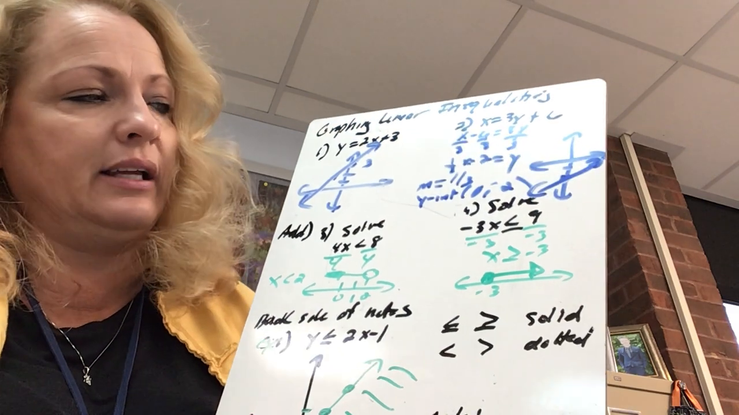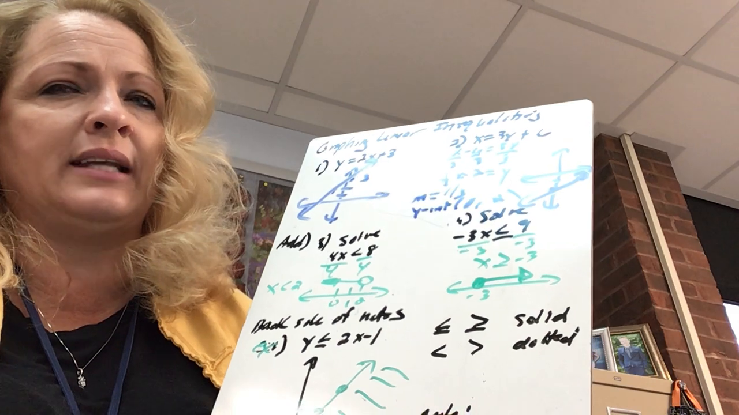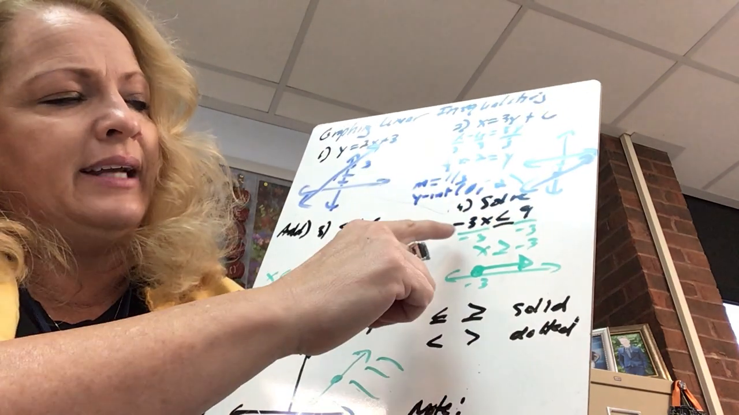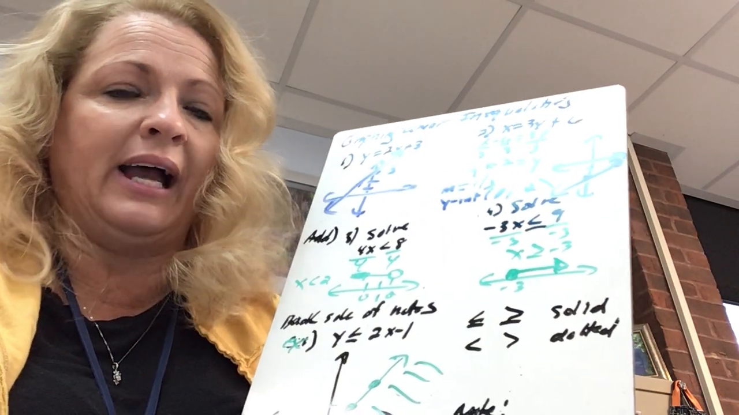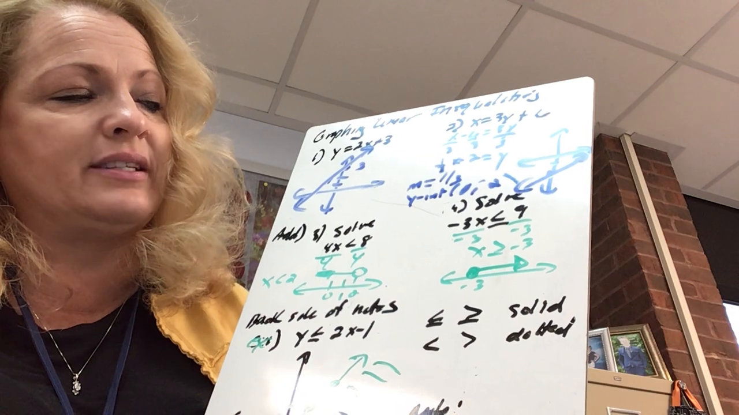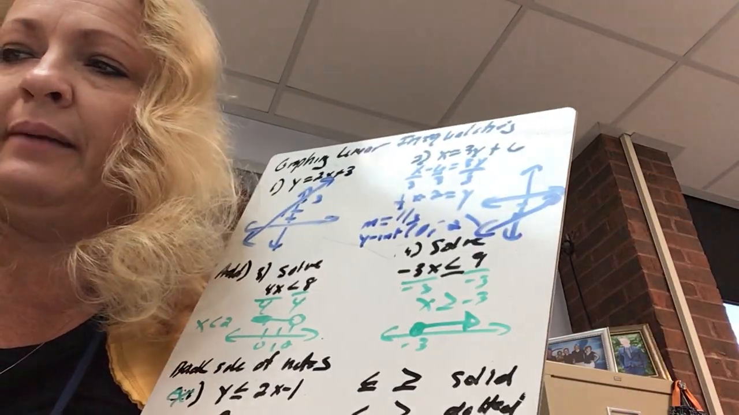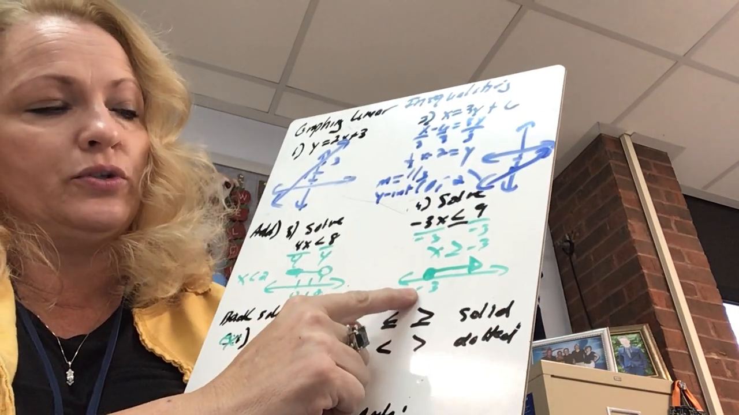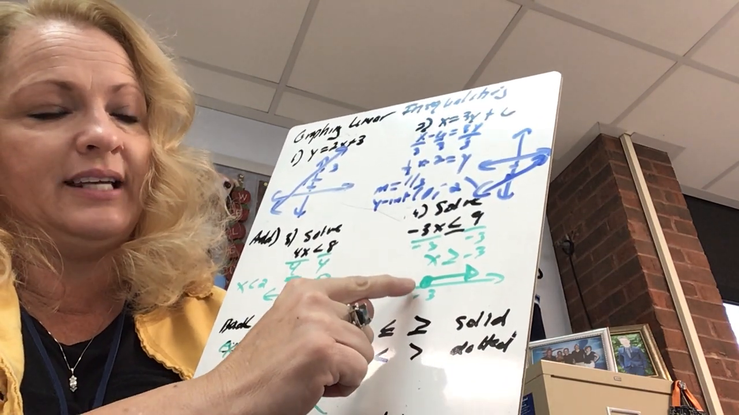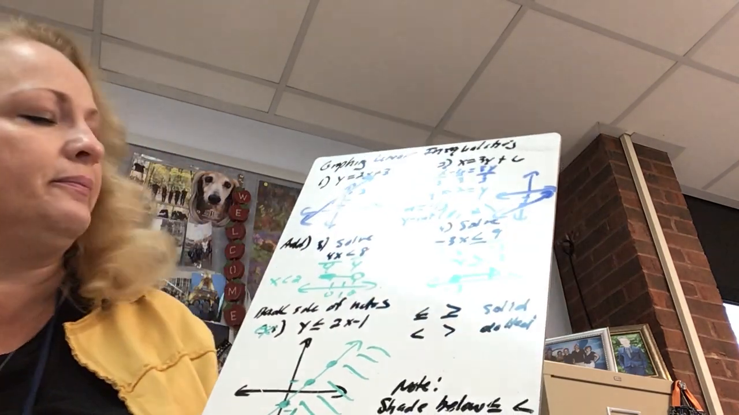Let's add this to the warm-up problems. Solve negative 3x is less than or equal to 9. All right, so if I divide by negative 3, remember, when you divide by a negative, you have to reverse the sign. So now this would be x is greater than or equal to negative 3. Now, greater than or equal to, so negative 3 is an answer because it's equal to, so that's why we do the solid circle, and then we go to the right.